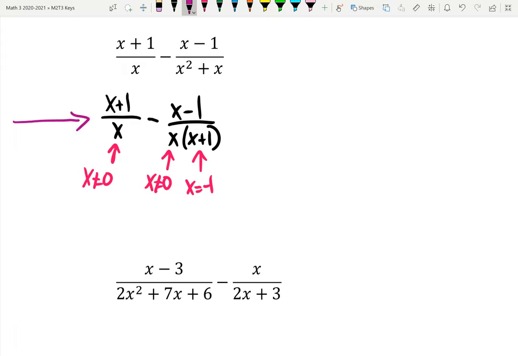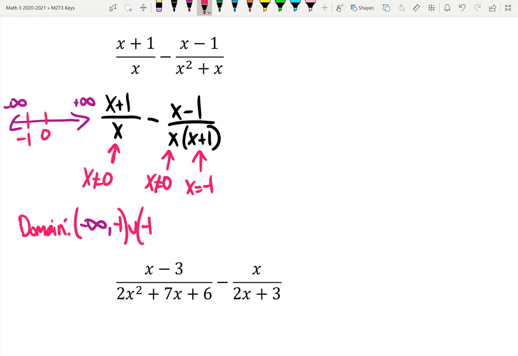So this is going to cause a restriction among the domain. If I look at it in terms of a number line, the number line goes from negative infinity to positive infinity, and it's going to have these gaps at 0 and at negative 1. Thus, my domain is only going to be negative infinity to negative 1, negative 1 to 0, 0 to infinity. I'm just reading my number line going left to right to describe the 3 regions. Now, with that being said, I could get to the fun of finding a common denominator.